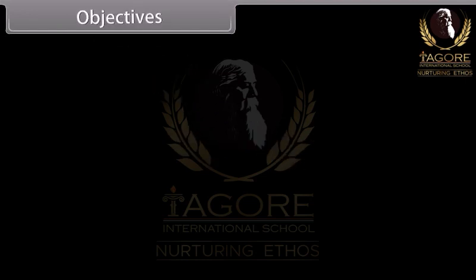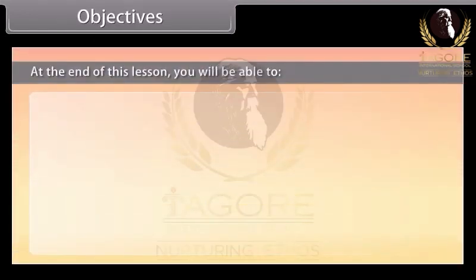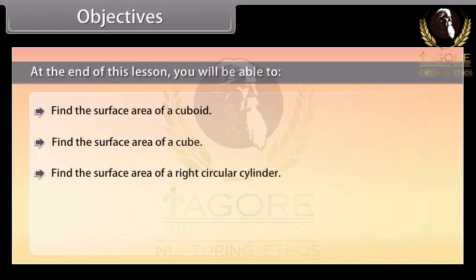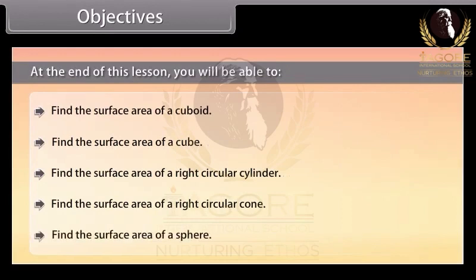Objectives. At the end of this lesson, you'll be able to find the surface area of a cuboid, find the surface area of a cube, find the surface area of a right circular cylinder, find the surface area of a right circular cone, and find the surface area of a sphere.